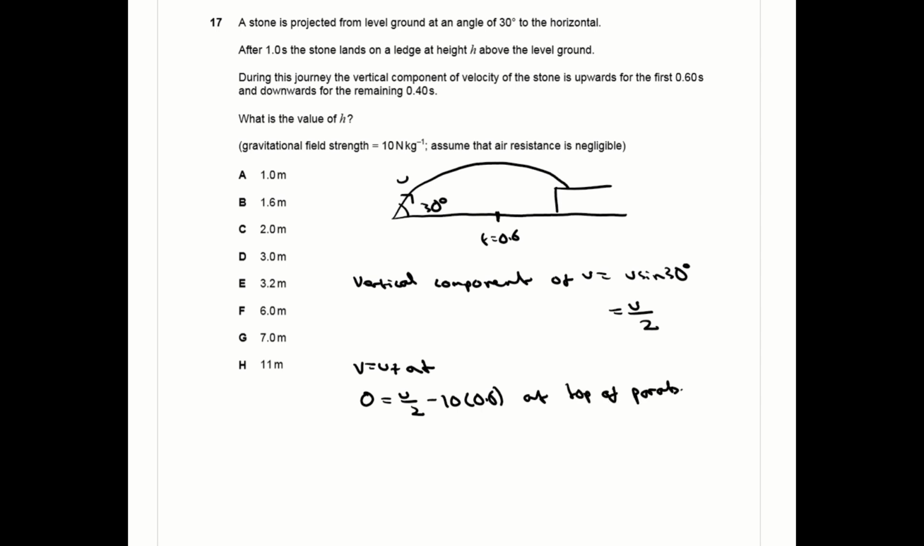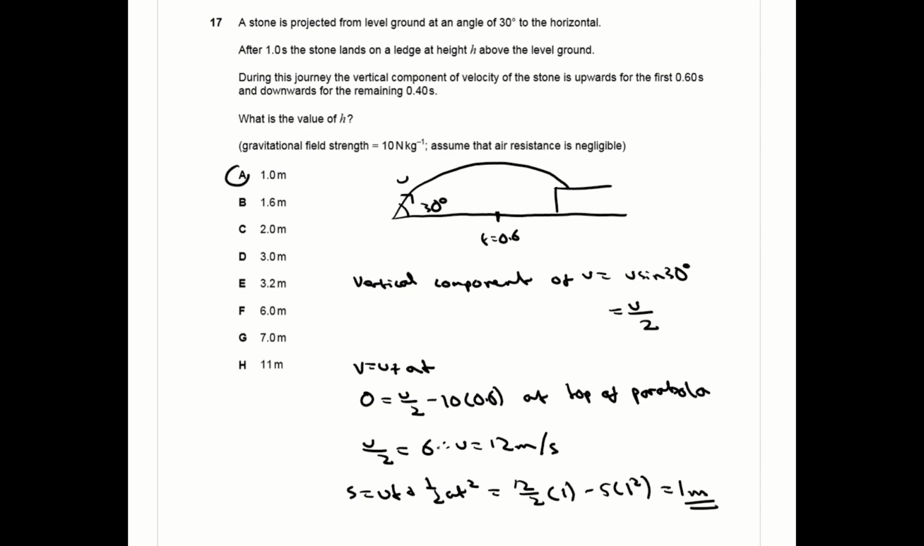You then want to work out the height when the time is equal to 1 second, and you can just use the equation s is equal to ut plus half at squared to obtain the height as 1 meter, which is 8.